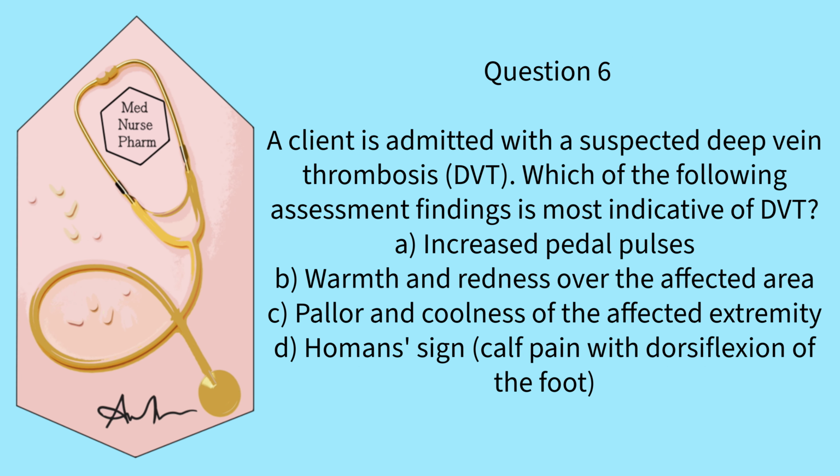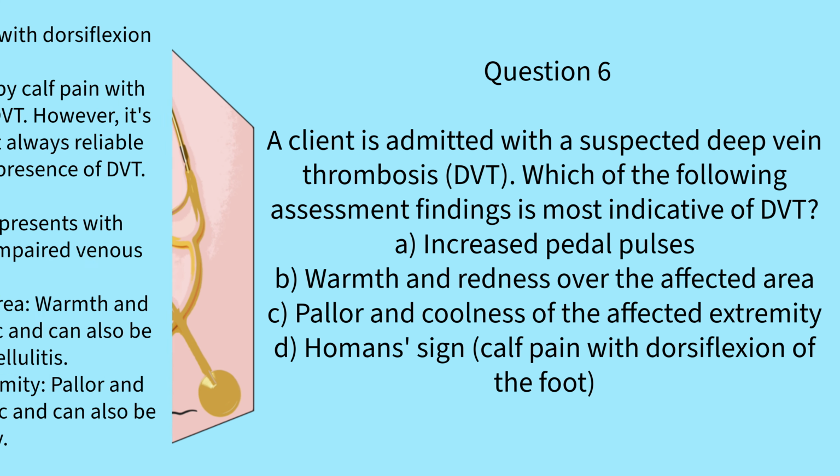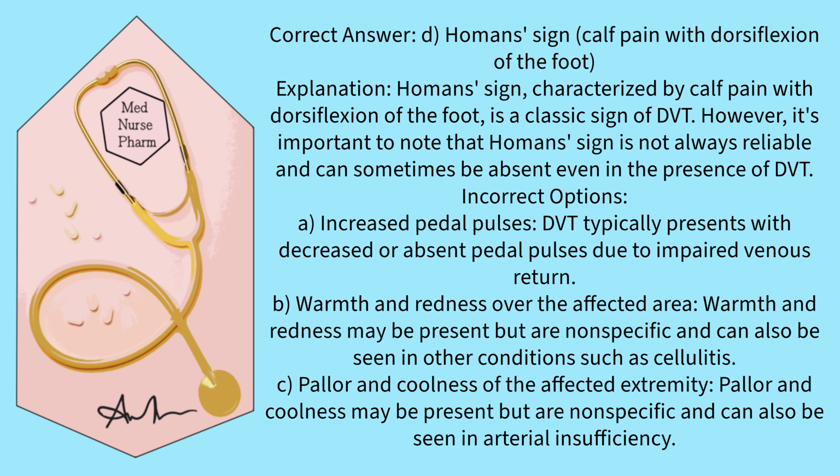Question 6. A client is admitted with a suspected DVT. Which of the following assessment findings is most indicative of DVT? A, increased pedal pulses; B, warmth and redness over the affected area; C, pallor and coolness of the affected extremity; D, Homan sign, calf pain with dorsiflexion of the foot. Pause the video and select your answer. If you chose option D, you are correct.